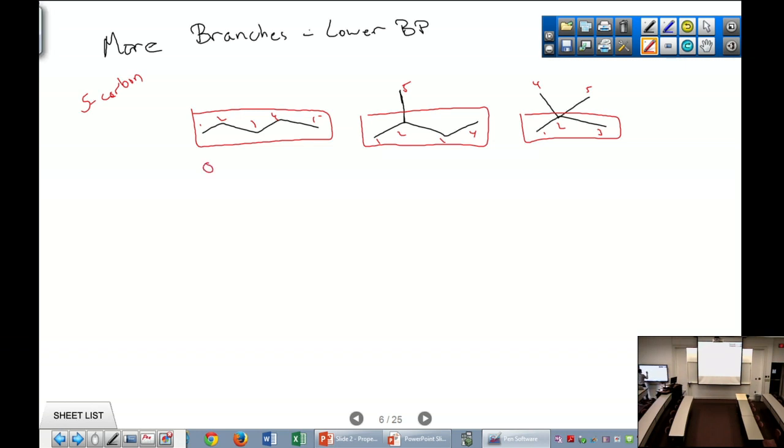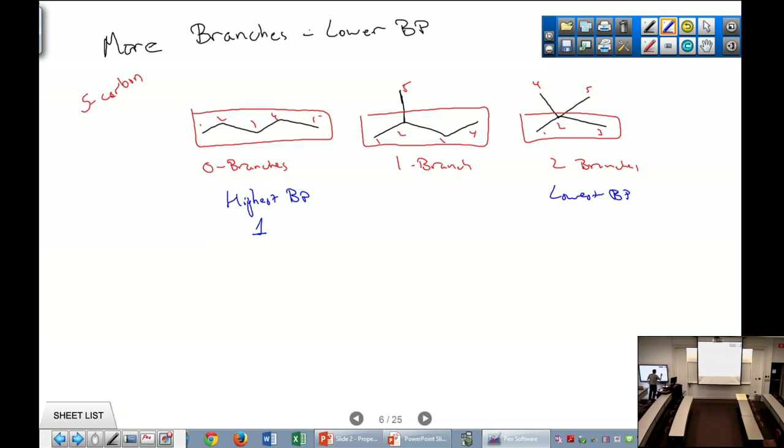This has 1 branch. This has 2 branches. Right? So just based on the number of branches, you would say that this has the highest boiling point, 1. This has the lowest boiling point, 3, with 1 branch being in the middle.